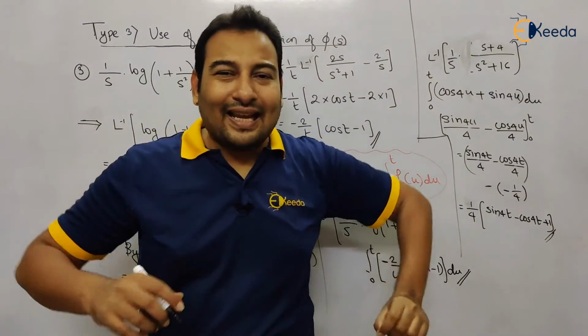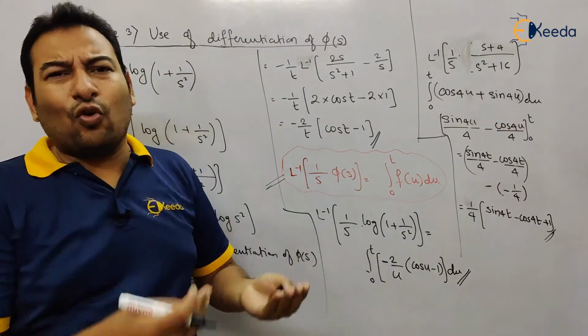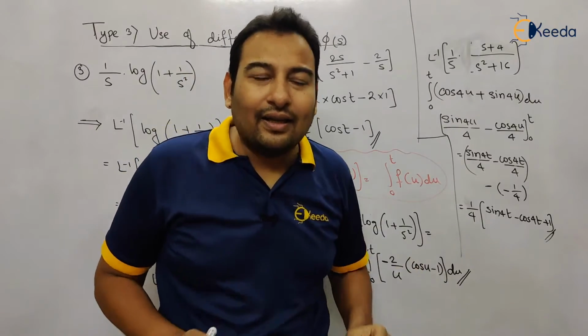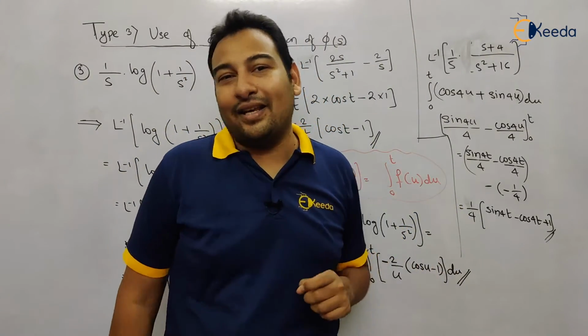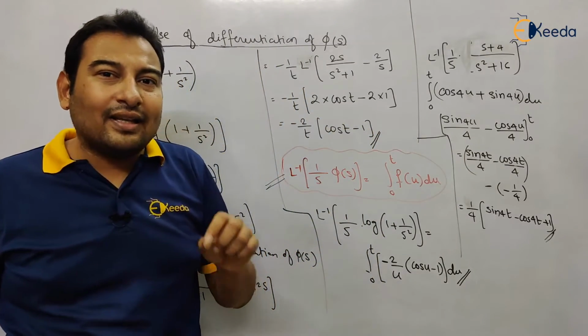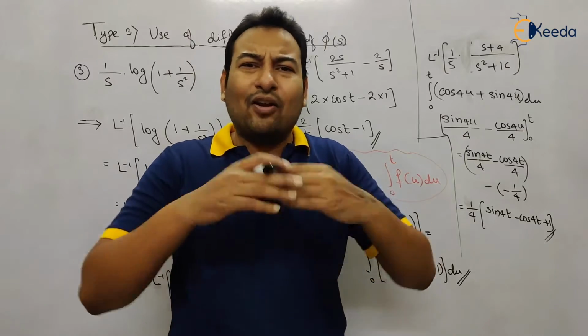1 upon s can come in any problem. We are into type 3, type 4 and so on. It can come anywhere. Because of 1 upon s, you just write down a 0 to t integration. Suppose it is 1 upon s square, then you can double integrate, or basically you can apply convolution also.